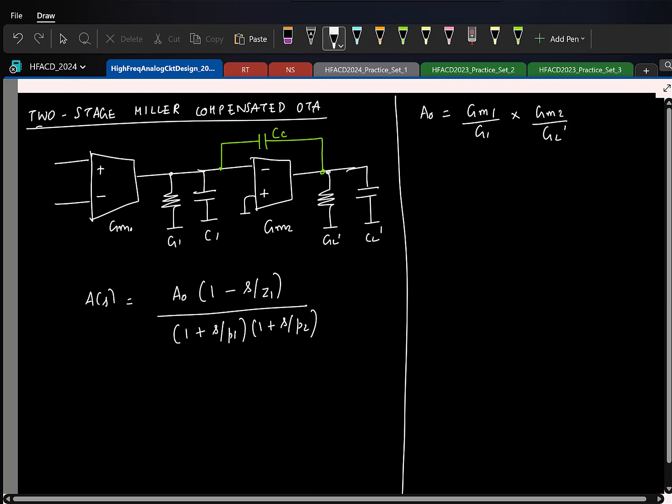And let's also rewrite the pole locations. The first pole is approximately at, what is the pole associated with this node? The conductance is G1 and the capacitance is approximately Cc. We'll ignore C1 for now. Cc times Gm2 by.